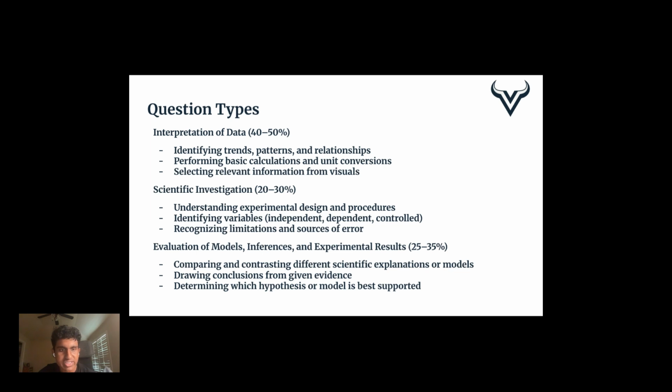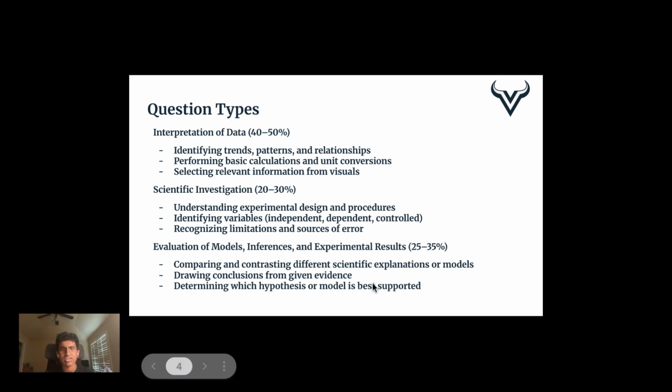Lastly, probably the hardest type of question, evaluation of models, inferences, and experimental results. For me, this was the hardest type, especially the first point, comparing and contrasting different scientific explanations or models. Basically, what will happen is you have conflicting viewpoints. So you have two scientists who have written paragraphs about the same topic, and you have to figure out what they'd agree on and what they disagree on. And it's really unclear. So you have to pick out every single thing they say, make a list of it, and then compare it.